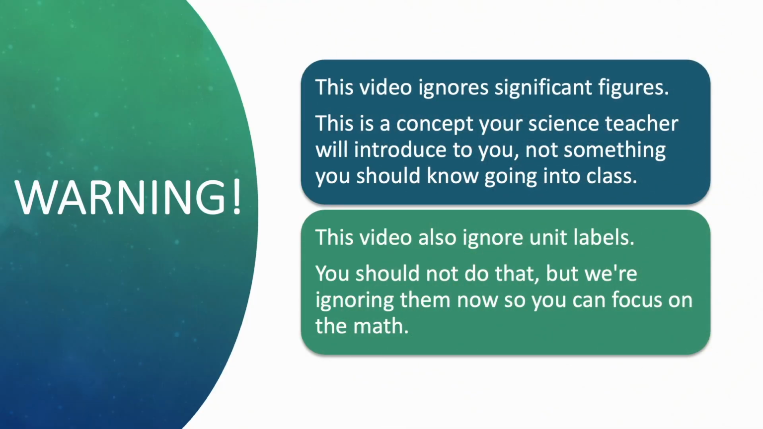Two quick caveats. First, I'm ignoring significant figures. You will learn this concept as a science student. You don't need to practice it ahead of time. Second, I'm not using unit labels. Instead of 50 miles per hour for 2 hours equals 100 miles, I'm just saying 50 times 2 equals 100. Unit labels are really important, and you'll be doing yourself a huge favor to work on the habit of using them in science. But for this video, we just want to see how the numbers work.